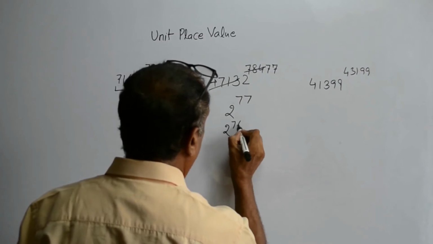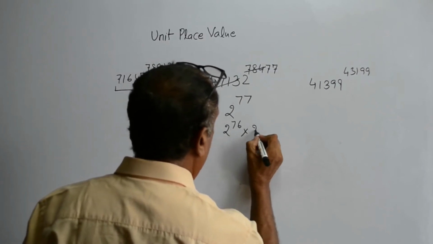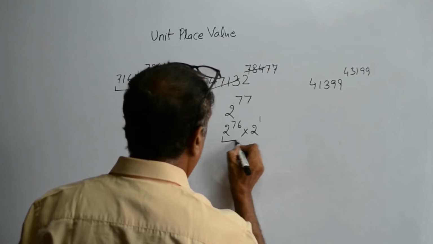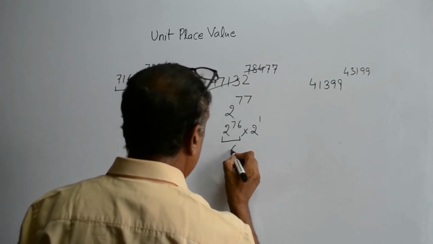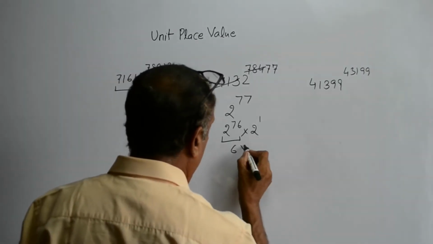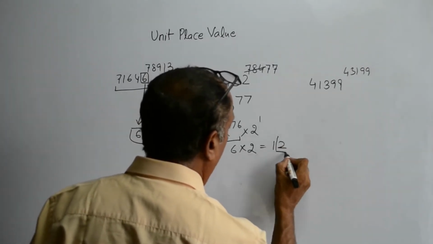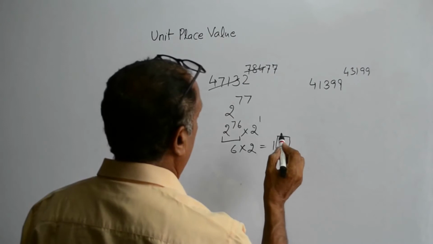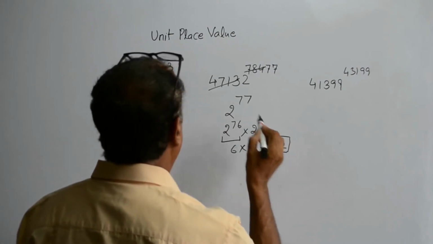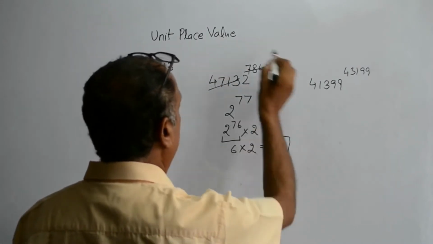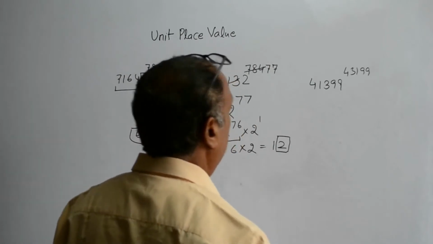2 raised to power 76 multiplied by 2 raised to power 1. This portion is going to give us 6 as the last digit. When it is multiplied by 2, we get 12. So 2 will be the digit at the unit place when we solve this expression.